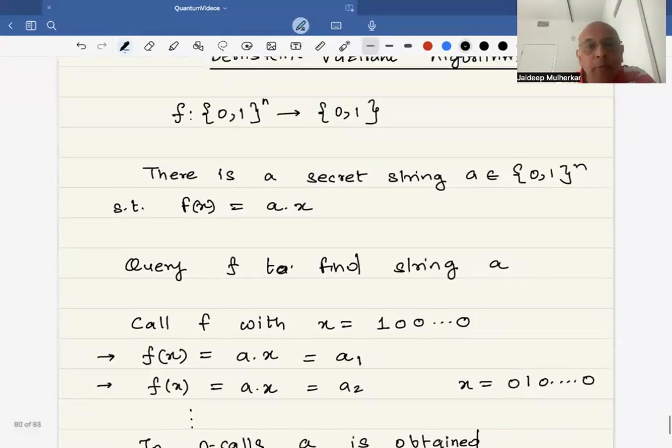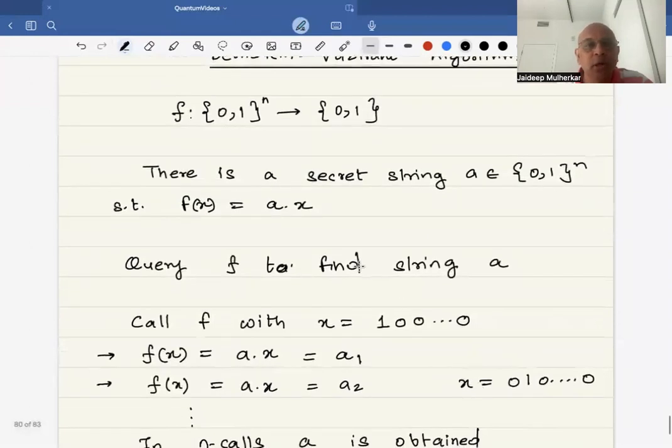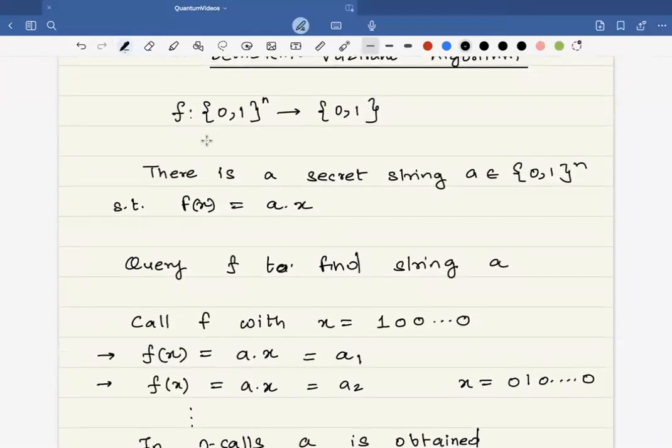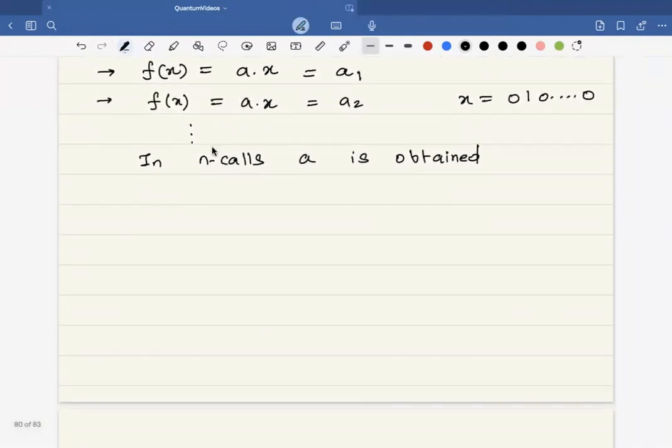Now the Bernstein Vazirani algorithm is a quantum algorithm to find the solution to this problem. The algorithm finds the secret string in only one call to this black box, or U of f function. Let's see how that works. The nice thing about the algorithm is that the circuit is identical to the circuit of the Deutsch-Jozsa algorithm. So let's draw that circuit.